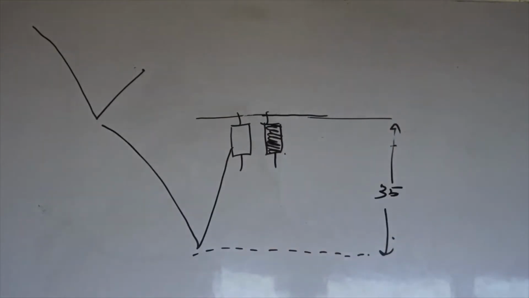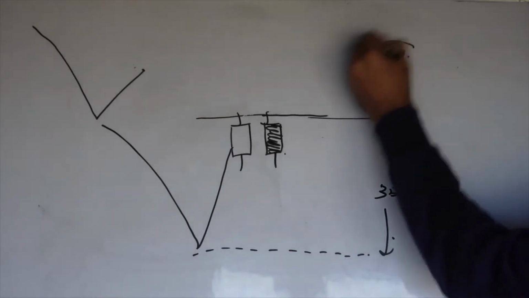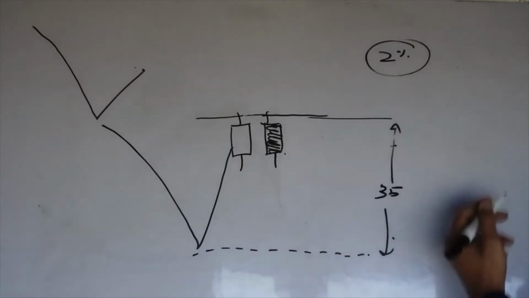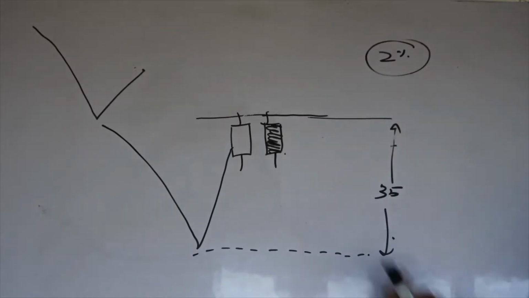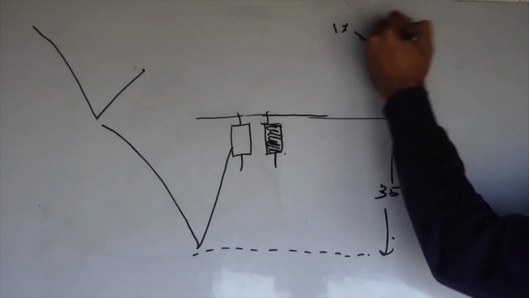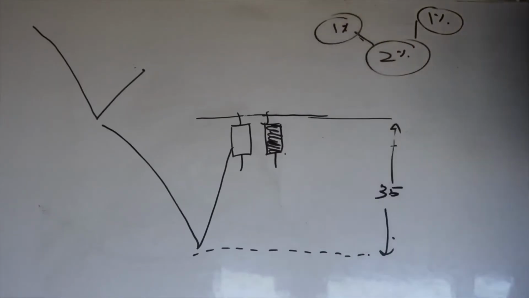So now dynamic risk. Let's say you want to risk 2%. You're going to say, okay, I'm going to break this 2% risk down into two positions. So you're going to break this down into 1% and 1%, and now you have two positions.